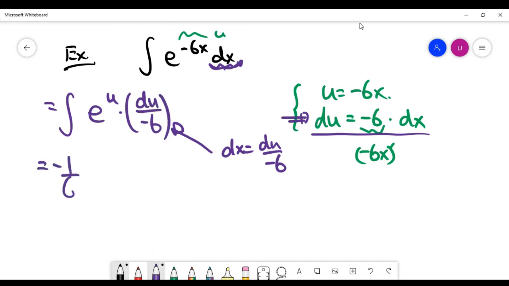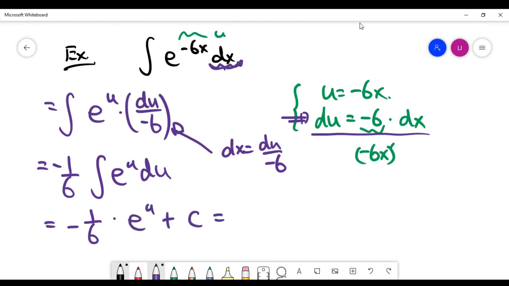And once again, the constant minus 1 over 6 can be pulled to the front. And we are integrating e to the power u with respect to the variable u, which is unchanged after integration. So basically, our final answer is minus 1 over 6 times the function e to the power minus 6x plus c.